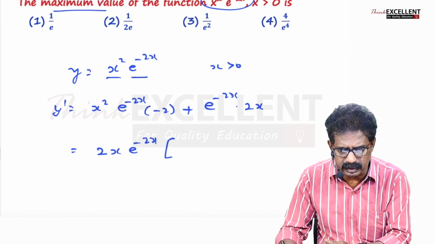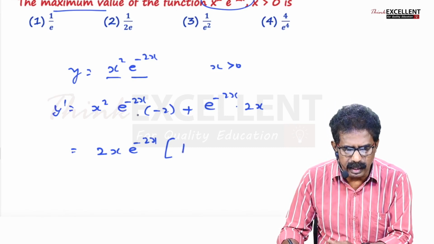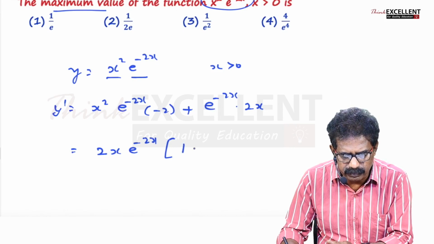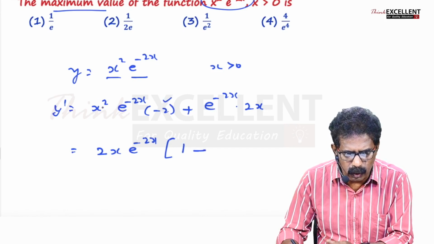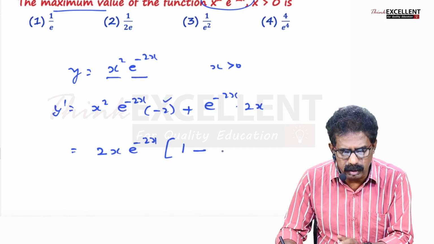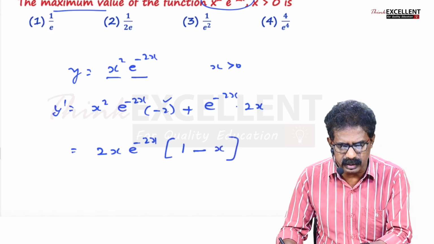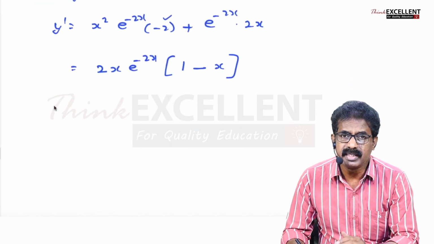Everything you have taken out, so nothing left out, 1. Now the first term, the sign is minus, already taken out 2, 1x e raised to minus 2, so only one more x is left out, right? So this is y dash.